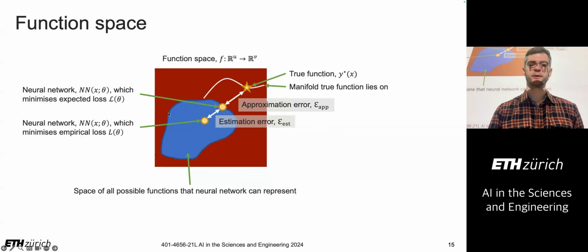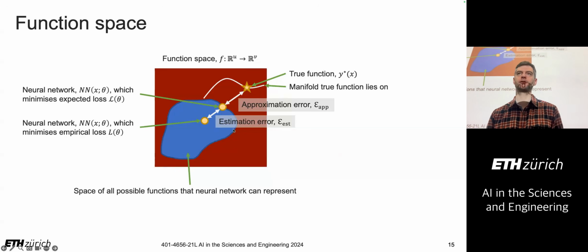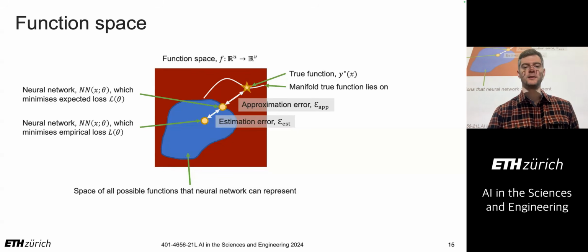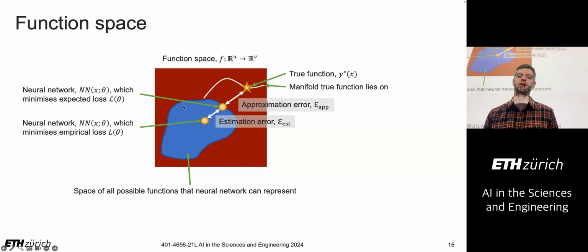And then what I'm drawing here in this blue boundary is the space of possible functions that the neural network can represent. So, if you vary the weights, this is the space of functions that network could represent. So it could be the space of polynomials, it could be the space of linear models, or more complex non-linear models.